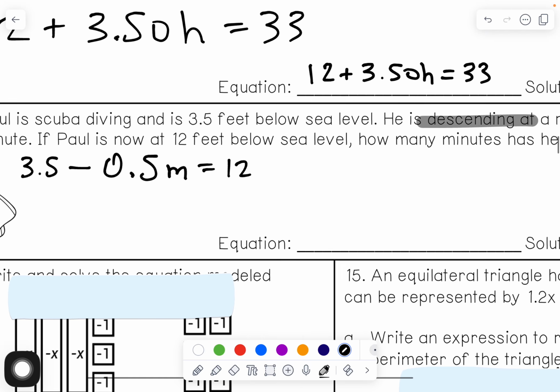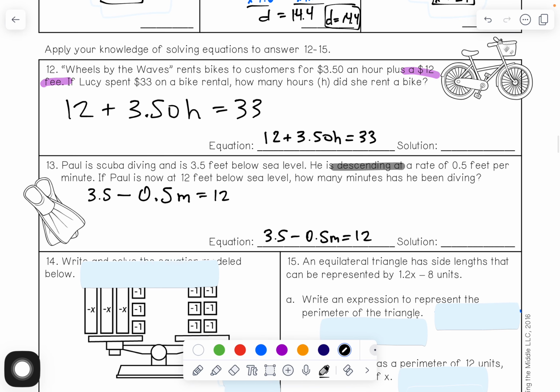So 3.5 feet minus 0.5 per minute has to equal 12. Go ahead and pause your video there. See if you can solve each of those equations, and you can come back for the answers.